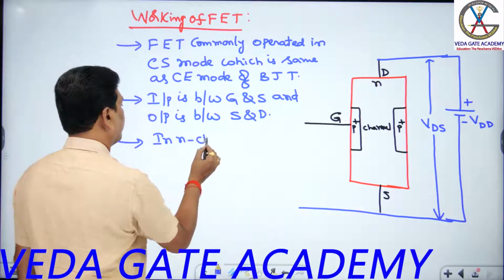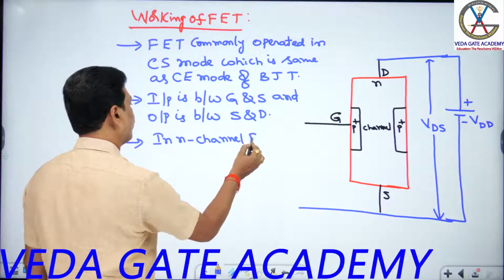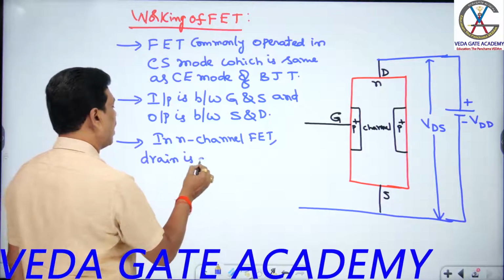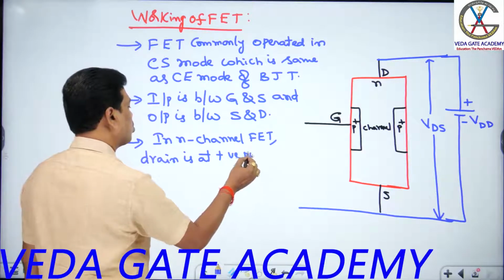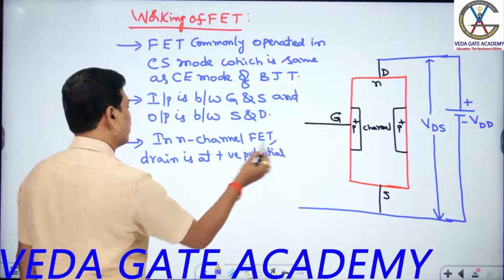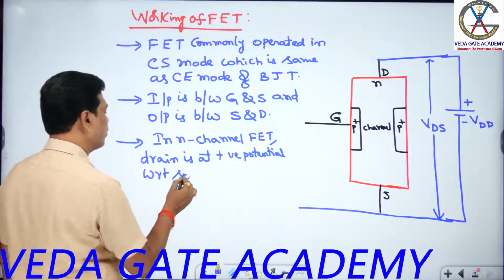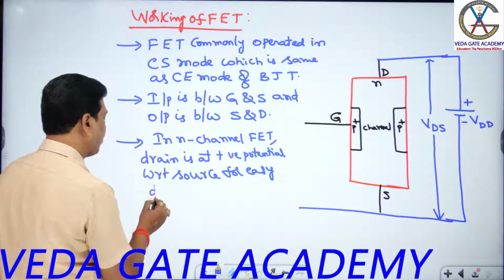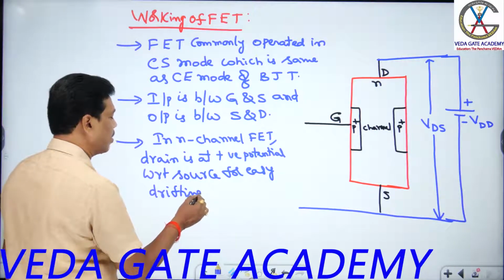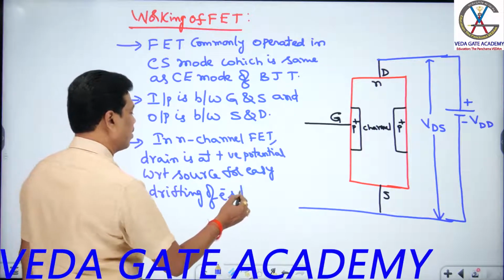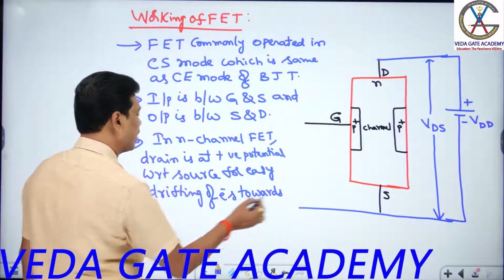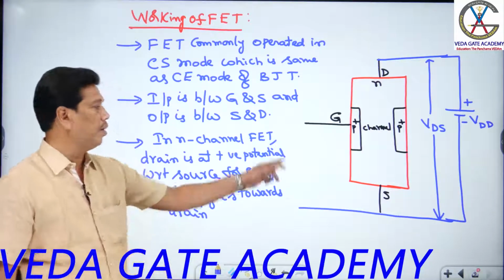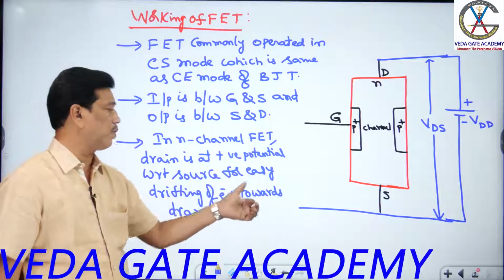So now, students, in an N-channel FET, what I told you: the drain is at positive potential with respect to the source for easy drifting of what, sir? Electrons towards the drain. Confirm? So for easy drifting of electrons towards the drain, the drain is made positive with respect to the source, students.